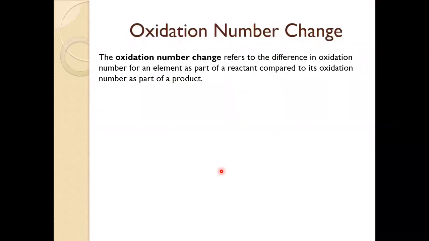When we say oxidation number change, this refers to, as the name implies, the difference in oxidation number of an element as part of a reactant compared to its oxidation number as part of a product. So for a reduced element or an oxidized element, it's how its oxidation number has changed.